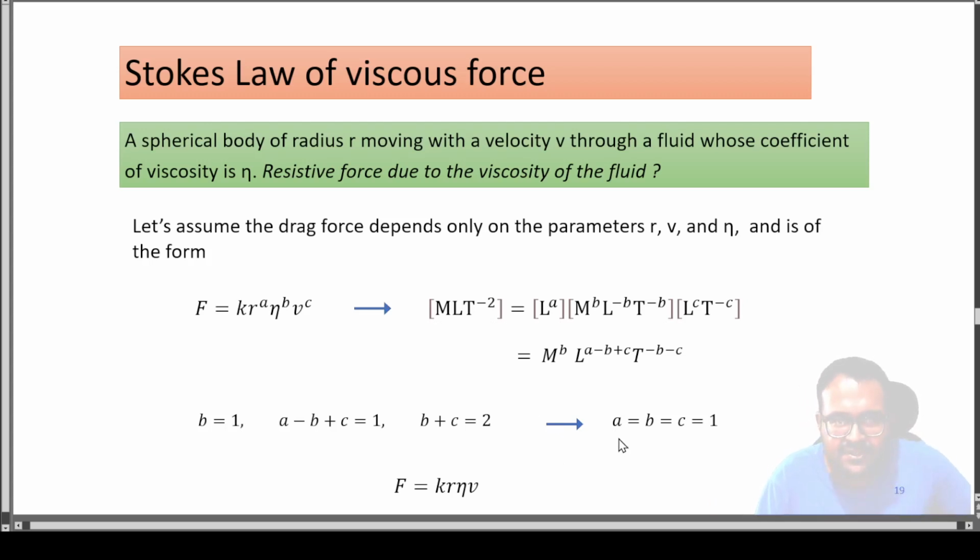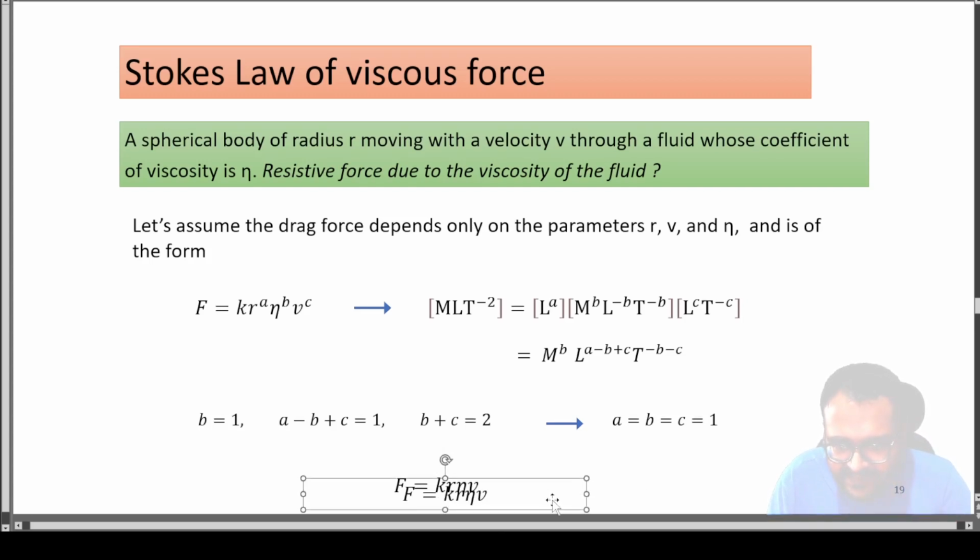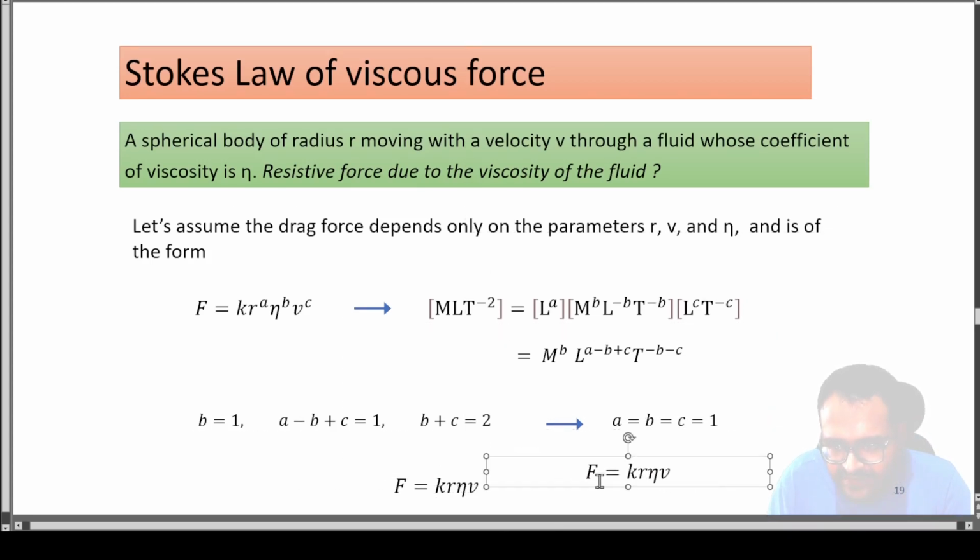So that means your force will depend on, k is a constant, but the other three quantities directly, linearly. F is directly proportional to the radius of the particle. If the radius of the particle increases, F increases directly linearly. If your eta increases, F increases directly linearly. If your V increases, F increases directly linearly.